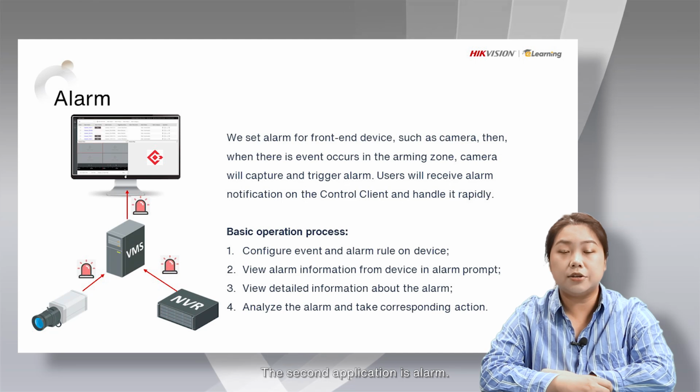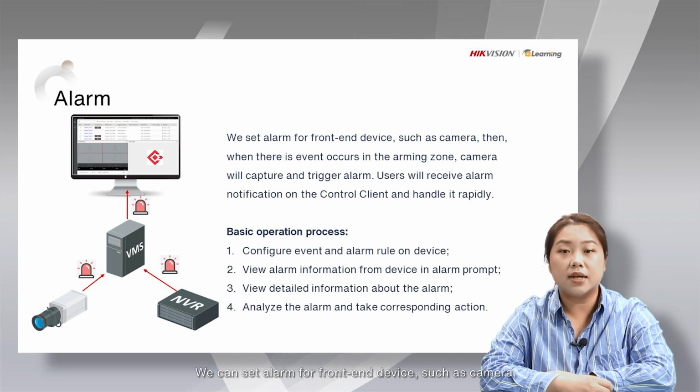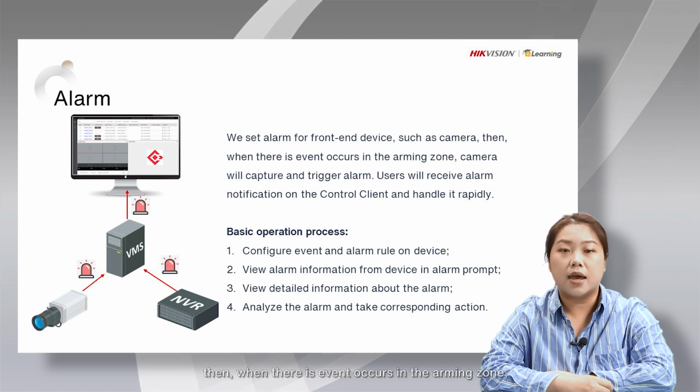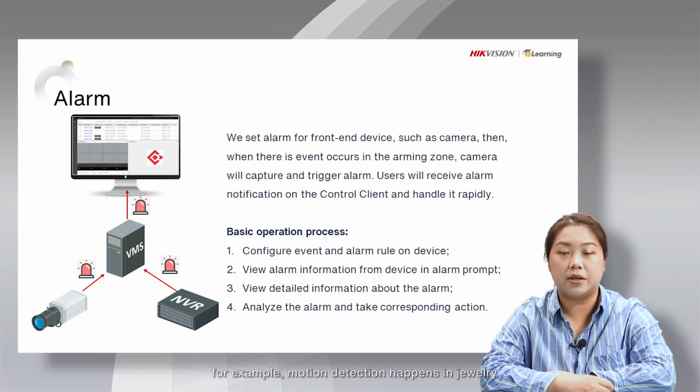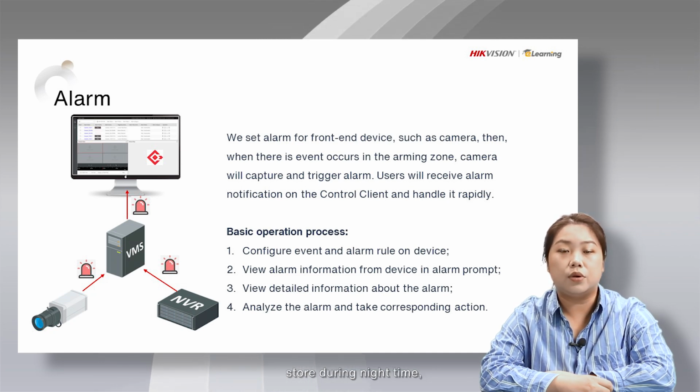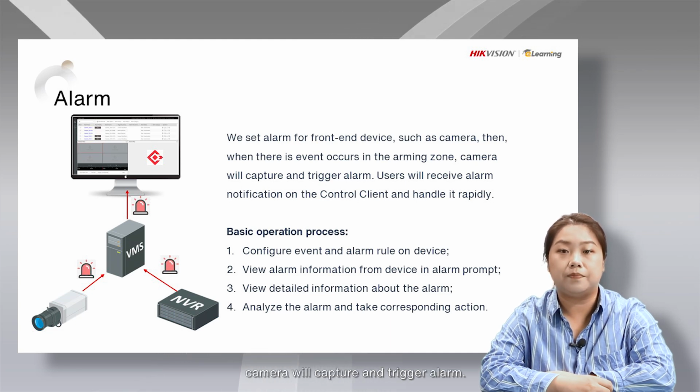The second application is alarm. We can set alarm for front-end device such as camera. Then, when an event occurs in the arming zone, for example, motion detection happens in jewelry store during nighttime, then the camera will capture and trigger alarm.